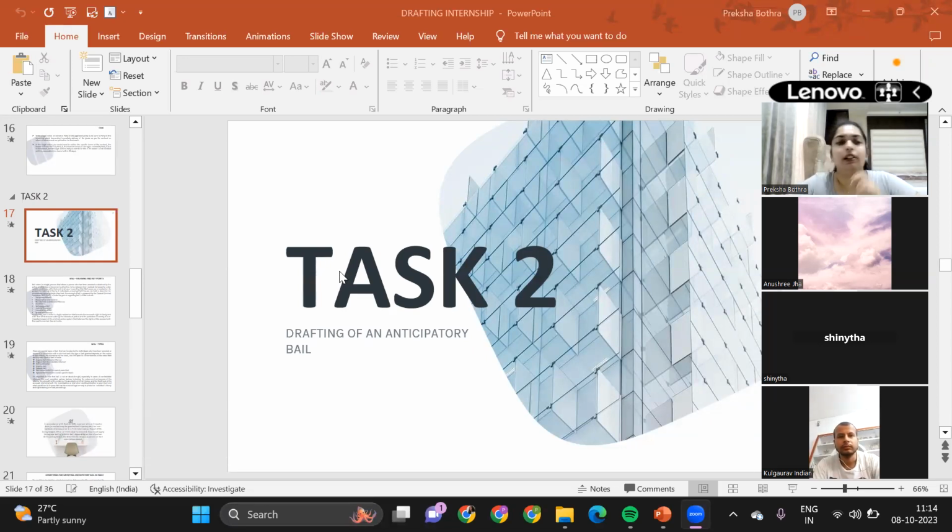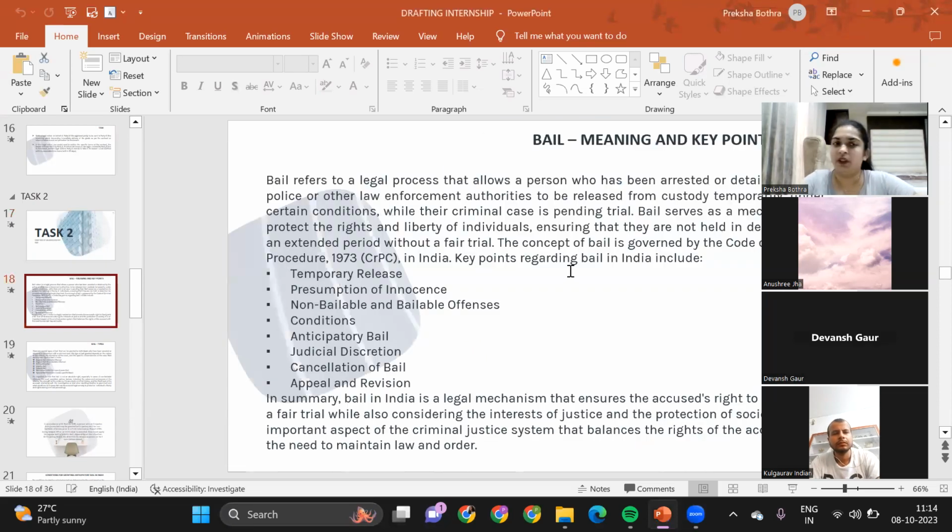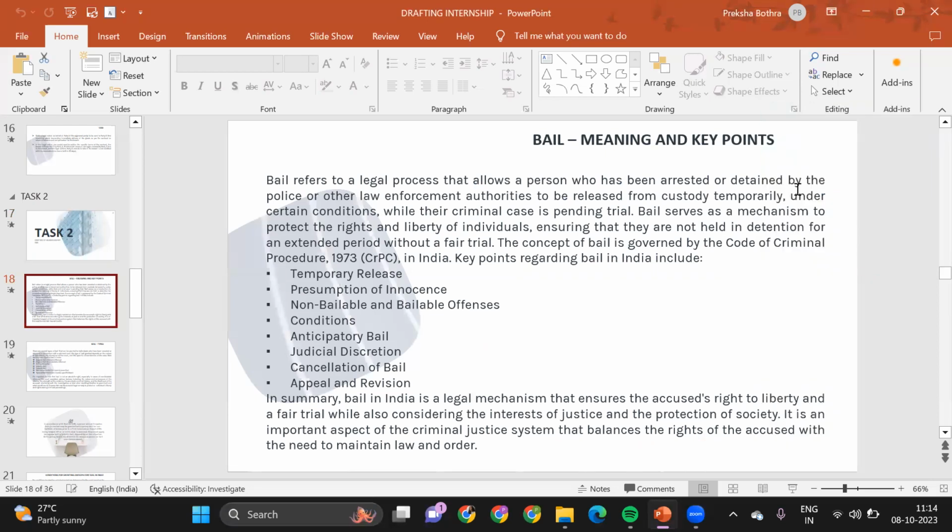Yes. Thanks. Okay, so task 2 is your drafting of an anticipatory bail. First of all, just to give you an overview, bail is a legal process which allows a person who has been arrested or detained by the police or other law enforcement authorities to be released from custody temporarily under certain conditions. This happens only when the trial is still ongoing or pending before the court. Bail serves as a mechanism to protect the rights and liberties of individuals, ensuring that they're not held in detention for a long period of time.